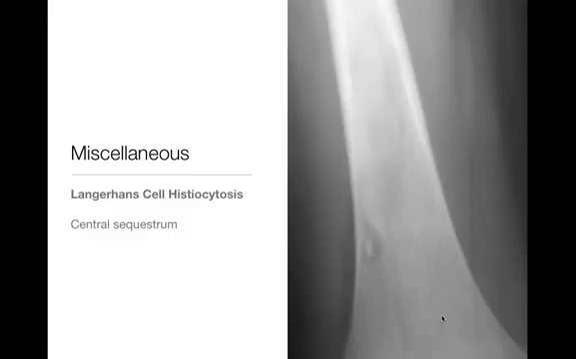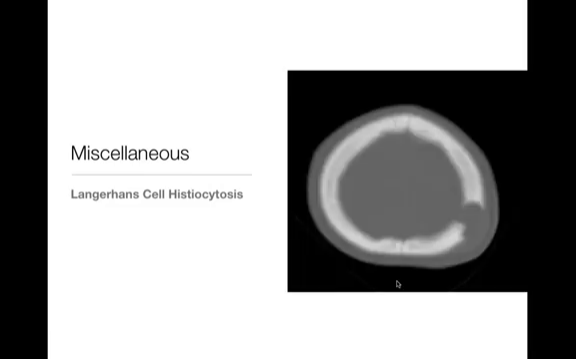You're going to be stuck giving a differential in this case, but that's one of the appearances of Langerhans cell histiocytosis. Look for other areas of involvement in the bone, because it may be multifocal, and they may have involvement in other organ systems as well. It doesn't just affect the bones.